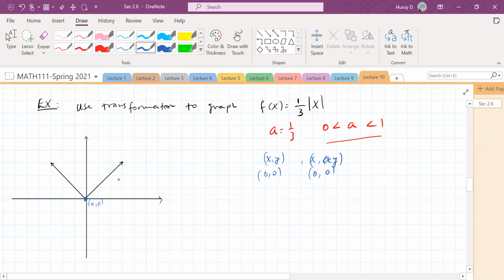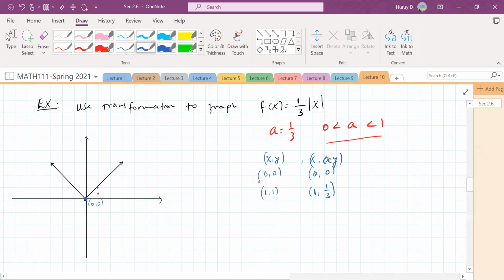Therefore, the new graph will still have a vertex at this point. And then we have, for example, 1, 1. X is 1, y is 1. And what happens to this new graph? Well, the x doesn't change, but the y is changed to a times y. Our a is 1/3, so 1/3 times 1 is 1/3. Therefore, our new graph will have 1, 1/3 maybe somewhere in here.